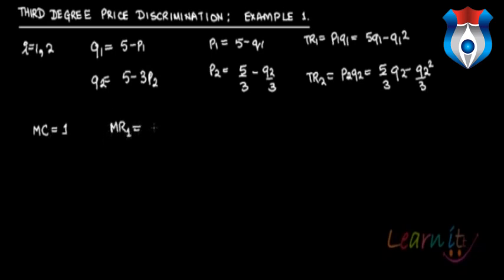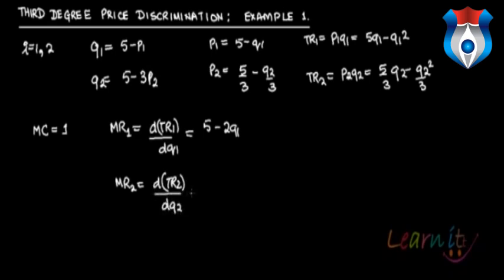MR1 would be the derivative of TR1 with respect to Q1, and this is given as 5 minus 2Q1. MR2 would be dTR2 by dQ2, which is given as 5 by 3 minus 2 by 3 Q2.